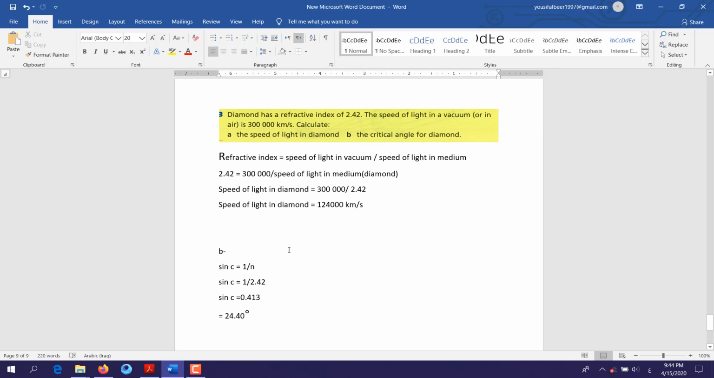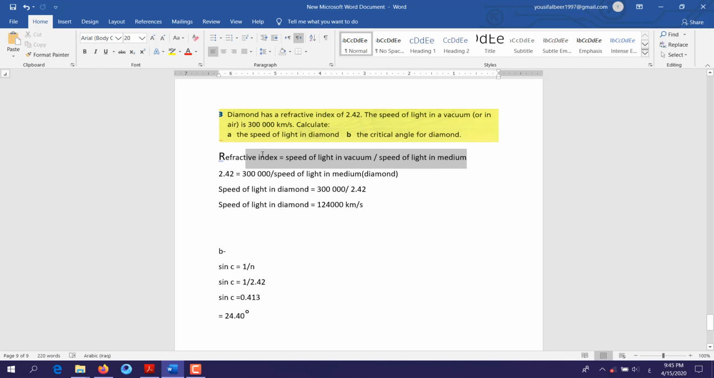Question number 3. It says, diamond has a refractive index of 2.42. The speed of light in vacuum or in air is 300,000 kilometers per second. Calculate A. The speed of light in diamond.